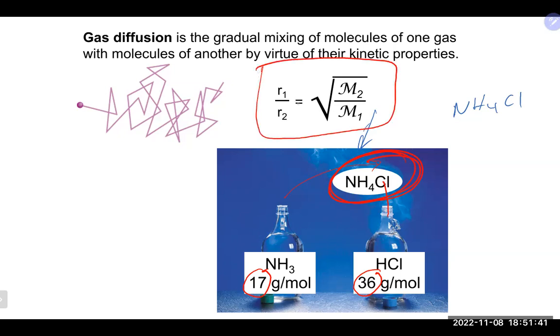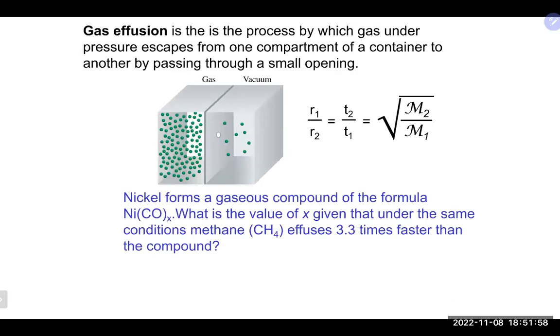This is R1 over R2. That's the rate of one gas versus the rate of another, which equals the molar mass of one gas versus the other, and you take the square root of it. So gas diffusion is that gradual mixing of two different gas molecules based on their properties. Gas effusion is the process where one gas under pressure in one compartment comes out into another compartment, passing through a small opening. So these guys will pop out through that hole to the other side.